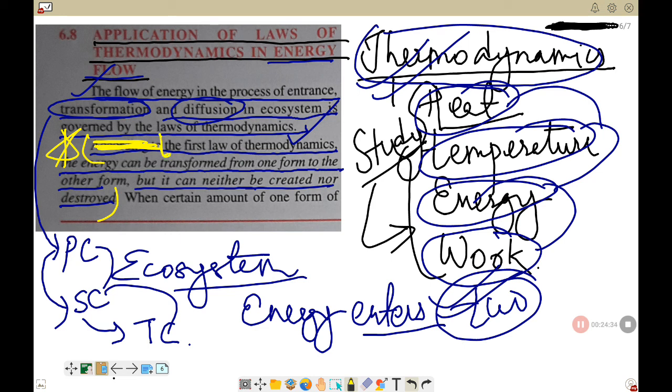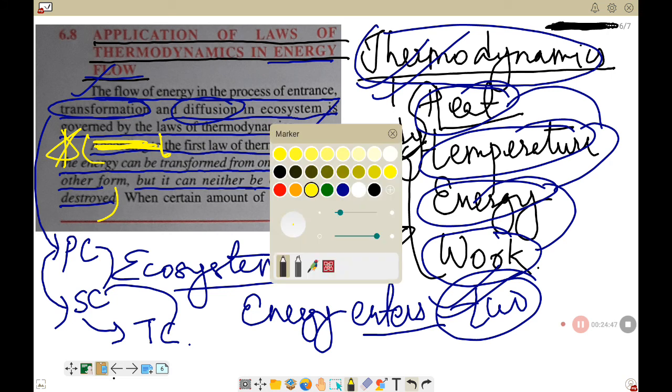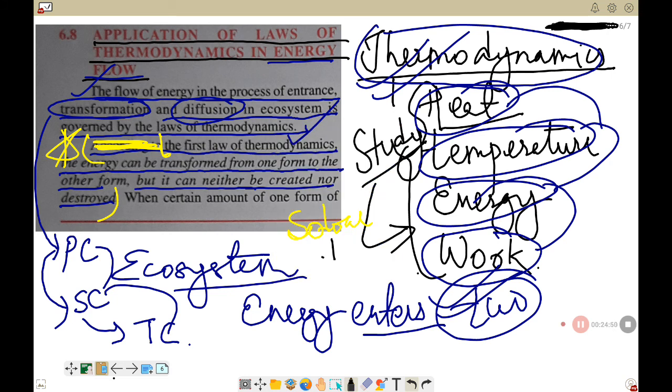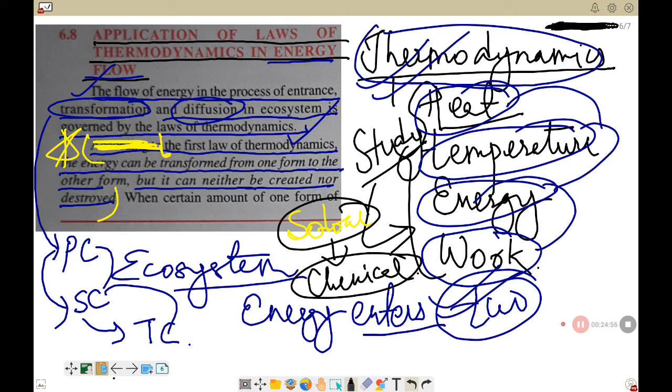It says that energy can be transferred from one form to another, like the energy from the sun in the form of solar energy is stored up by the producers in the form of chemical energy. So here you see that solar energy is now converted into chemical energy. So you can transform the energy from one form to another, from chemical to electrical, from electrical to sound energy. You can transfer the form of energy from one form to another.